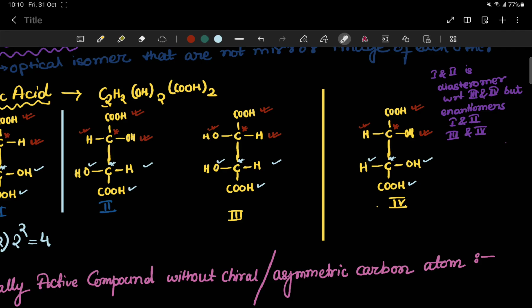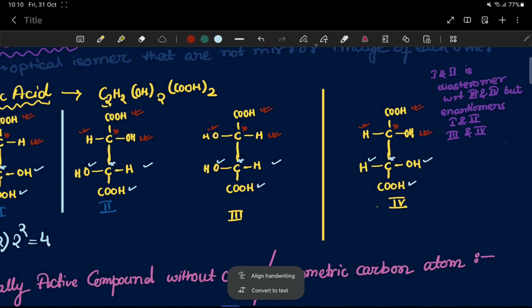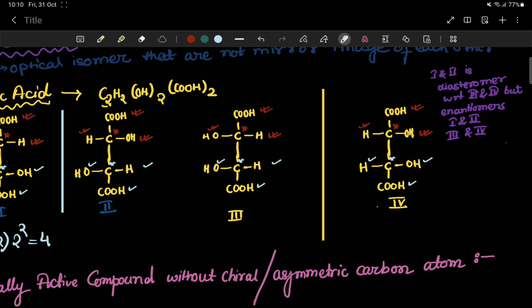You know why? From here you can see that I'm writing with this pen. Sorry, I think some error is there. Writing, no, nothing. Just a second, might be some issue with it.